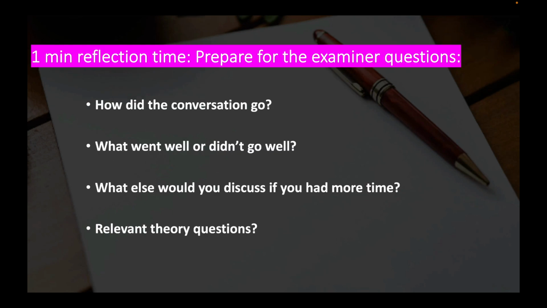Similarly, after your interaction with the surrogate is over, you get 1 minute of reflection time and use this time very smartly.